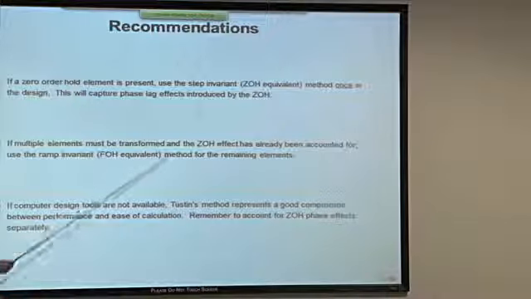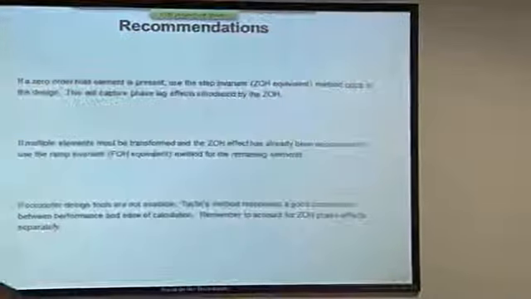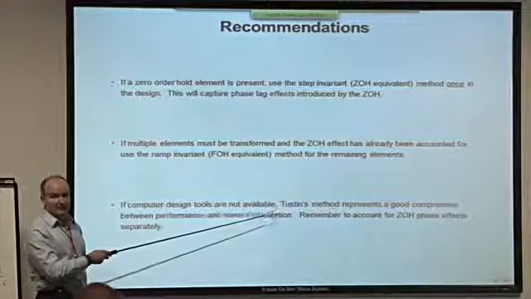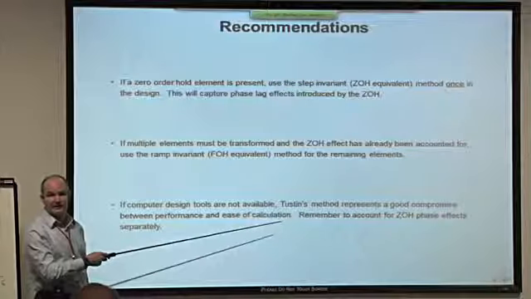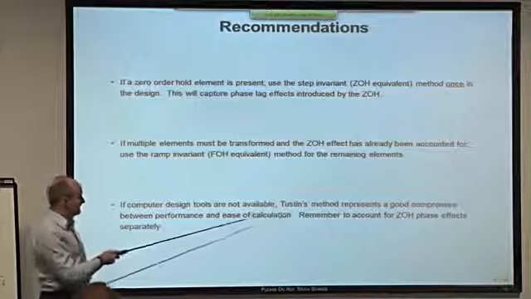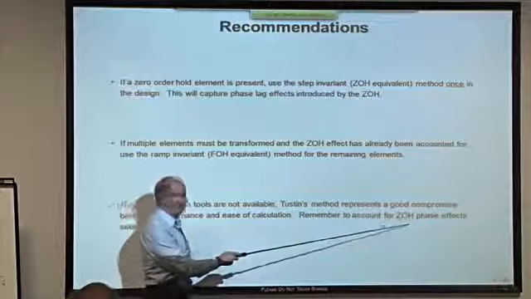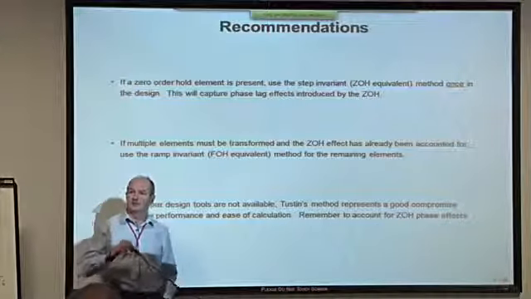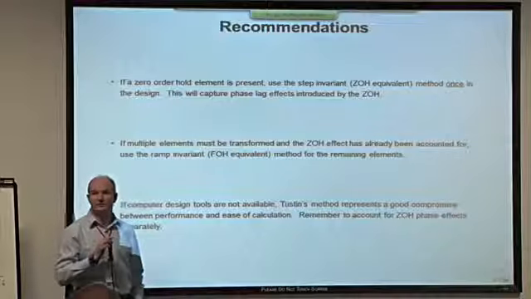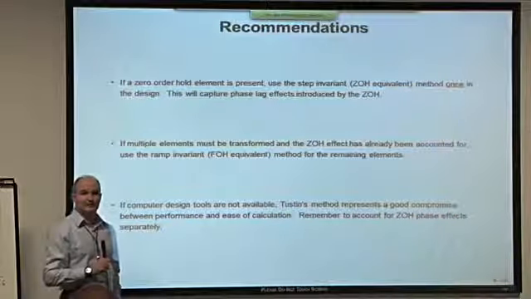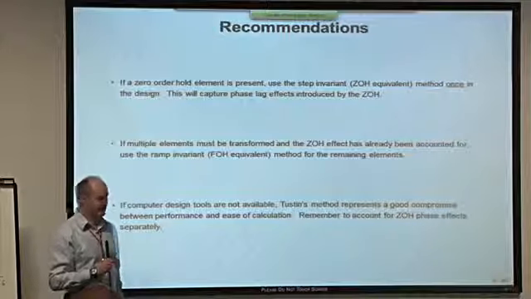Both of these require access to tools like MATLAB to do a convenient job. If you don't have access to them, then I would recommend Tustin's method, because it gives us a nice, remember it was only about 3.4 degrees of phase lag. It's not too bad. It's easy to apply by hand, but then you do have to account for the extra zero order hold phase by applying minus omega T over 2 to the results. Okay? So those are the recommendations I make for design by emulation.